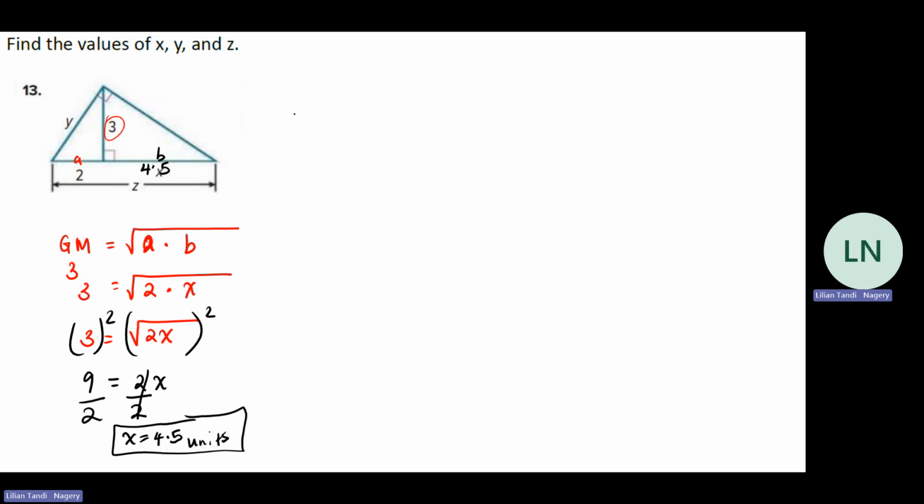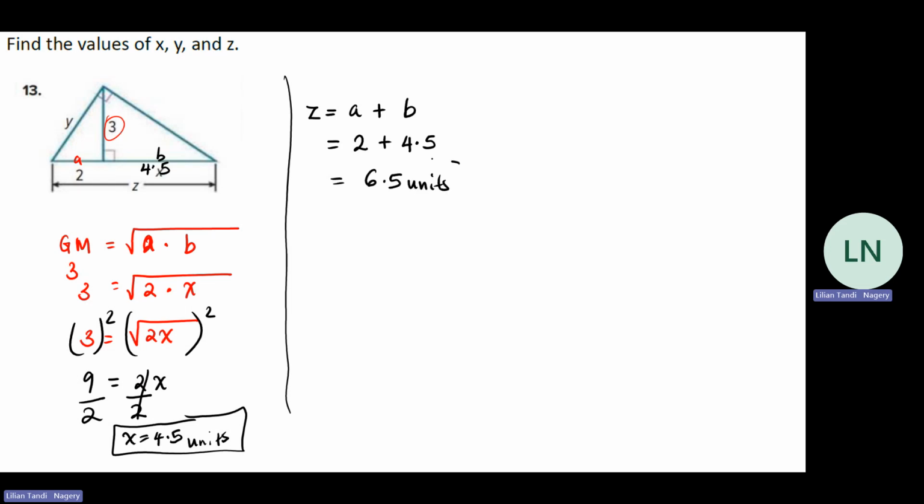So then to get z, I can do z now. Z equals a plus b. Okay? A is 2, b is 4 and 5 tenths. So z is 6 and 5 tenths units. Okay? Then let's find y.